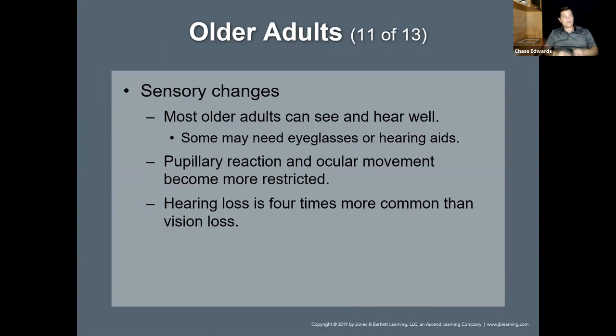So, sensory changes. Most older adults can see and hear well. Some may need eyeglasses or hearing aids. Don't assume that older patients are deaf and blind automatically by screaming at them or what have you. My granddad, he'd probably cuss you out if you started that. Pupillary reaction and ocular movements become more restricted with age, so your pupils are generally smaller, and the opacity of the eye lens diminishes, and so this diminishes your visual acuity, and it makes the pupil sluggish when responding to light. So that's something to think about when you're doing your checks.